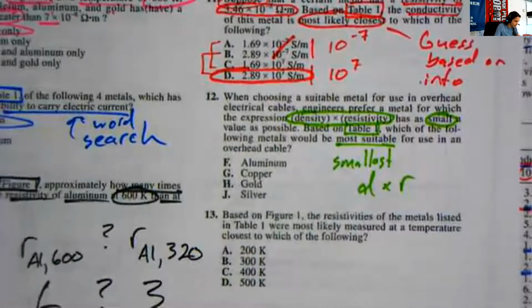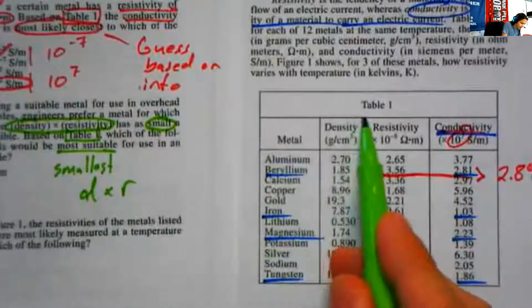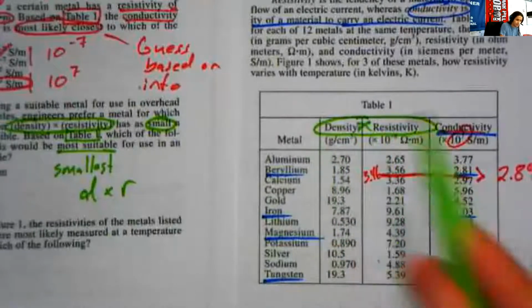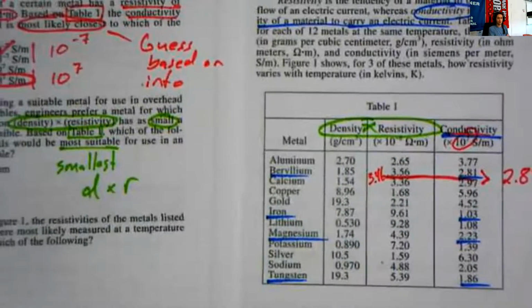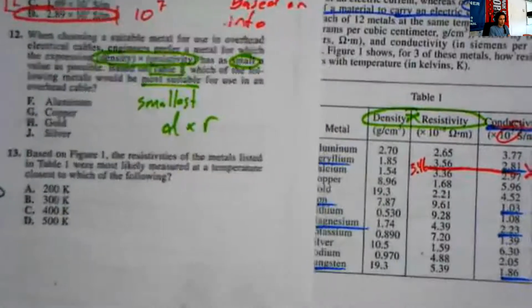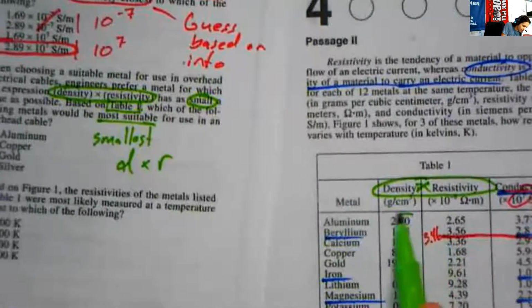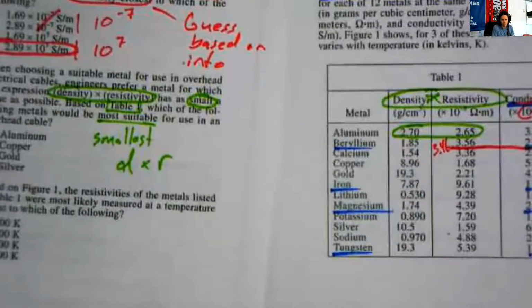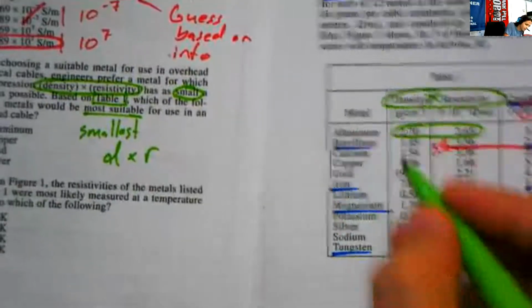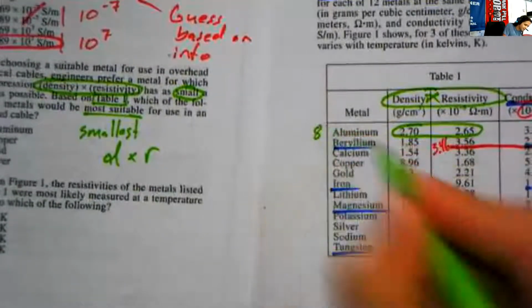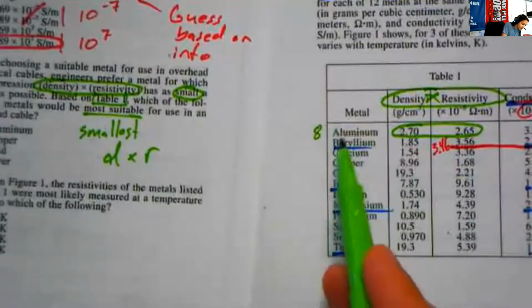Ooh, that sucks. So we are looking then for this question to multiply these two together and see which one gives us the smallest product. We're going to do this for aluminum, copper, gold, and silver. So I'm going to do this for aluminum: a number a little smaller than 3 times a number a little smaller than 3. I'm going to say like 8. So we can do it for aluminum.